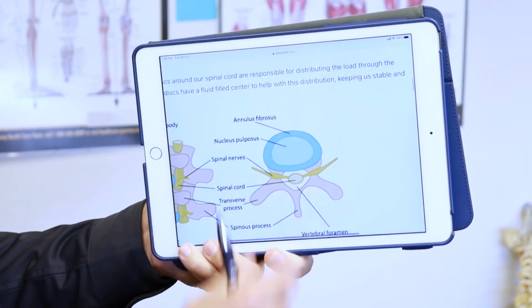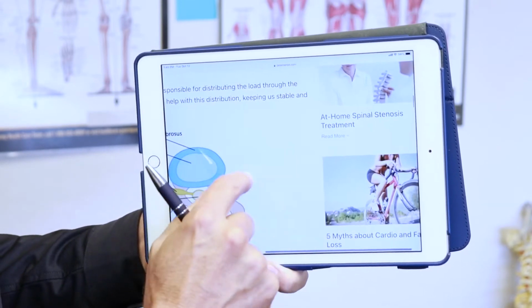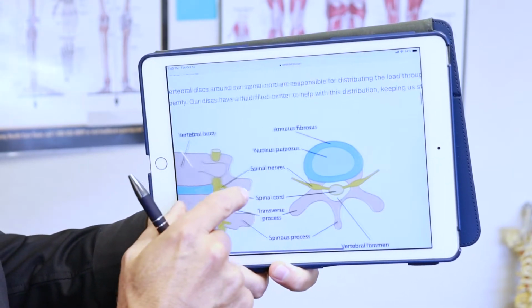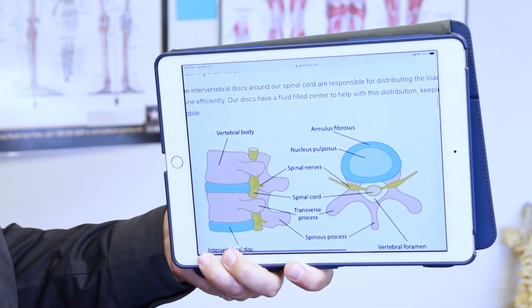So the first one we're going to talk about is a disc problem. There are several problems you can have with a disc. The worst one would be a complete prolapse, where the material from the disc squirts out and compresses the nerve root. To help us understand this more, I want to show you a picture of that. So when we talk about the disc, I'm going to show you an illustration of it, and then we're going to look at the spine.